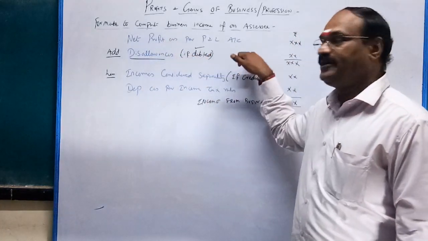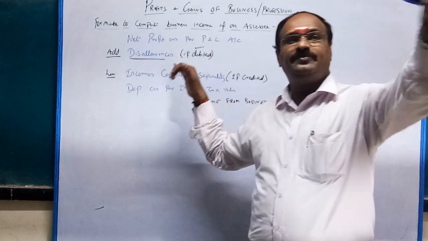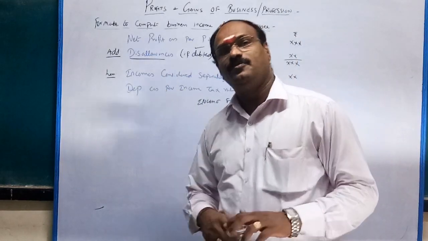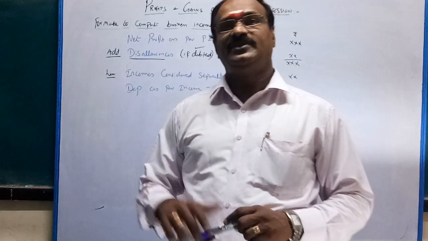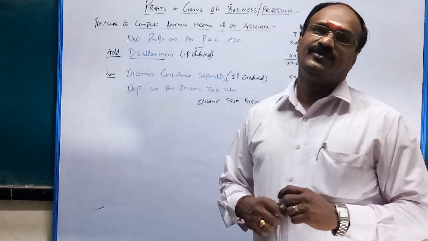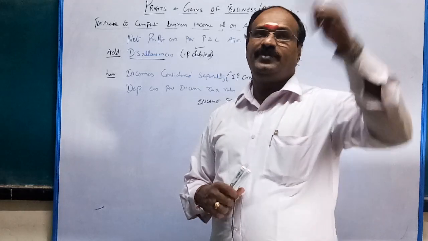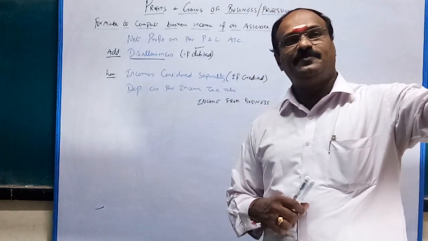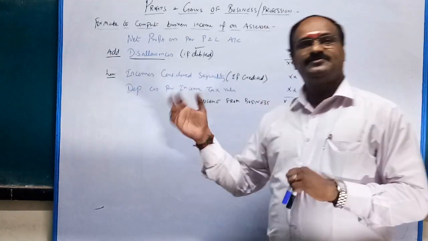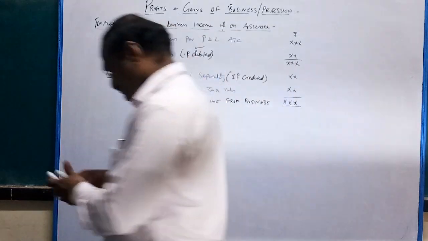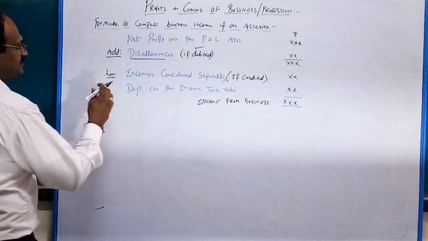So first you add it back, then find depreciation as per income tax. In most cases the problem itself gives it in the adjustments: depreciation as per income tax. It means that what is debited in the P&L account is as per the Companies Act, so you disallow it, and as per income tax you deduct, that is, less. This is also a less.